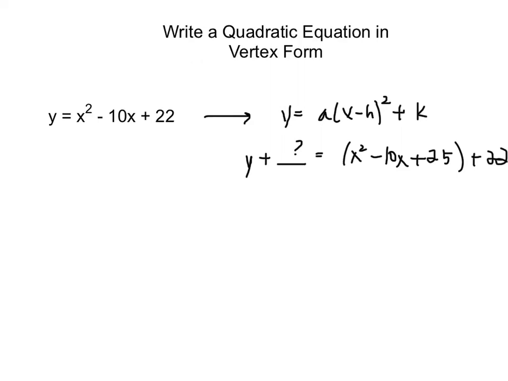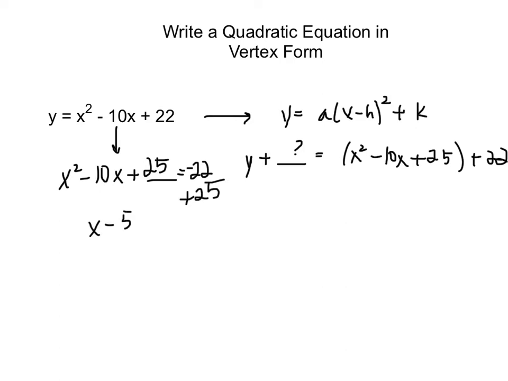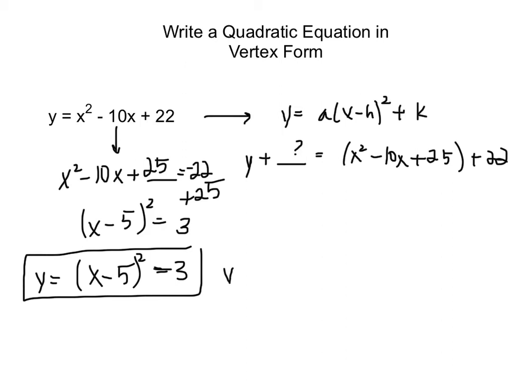Now we got here by doing the same thing to this problem as we did before. So we have x squared minus 10x plus something equals negative 22. And then we're going to have 25 plus 25. So we have (x minus 5) squared equals 3. And then we have y equals (x minus 5) squared minus 3 to get everything on one side. And this is our answer. And the vertex of this would be (5, negative 3), because that's h and k.